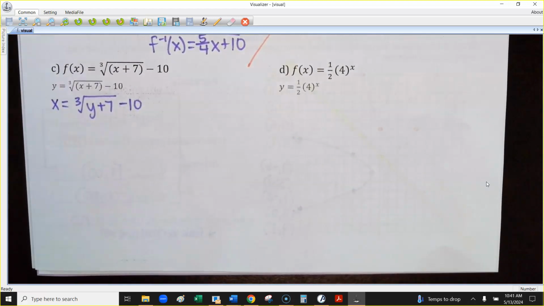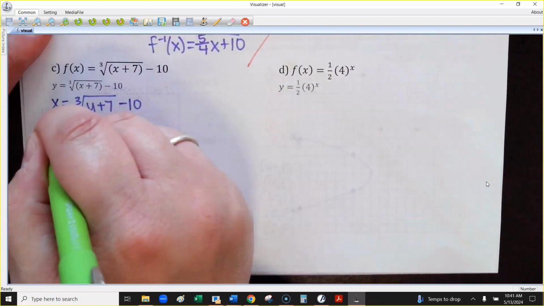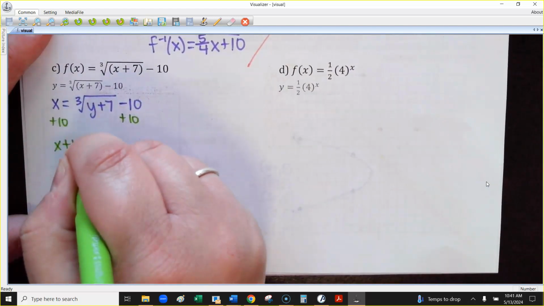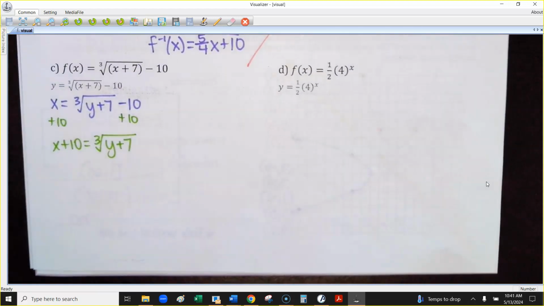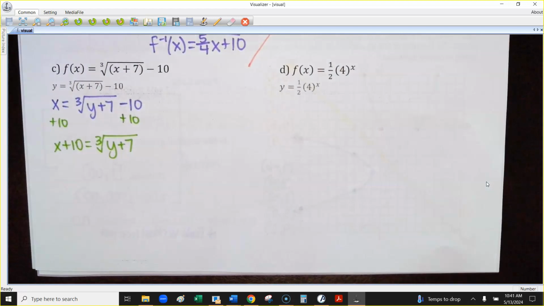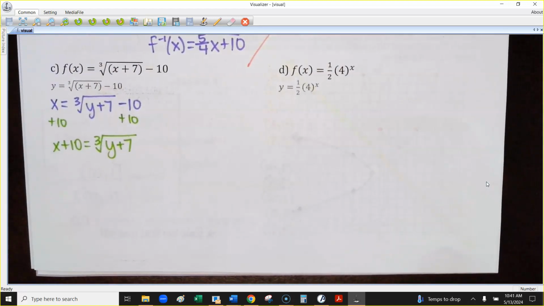Add 10. All right. So I have x plus 10 equals cube root of y plus 7. Can I subtract the 7 out from underneath the cube root? No, you cannot do that. So how do I get rid of a cube root?